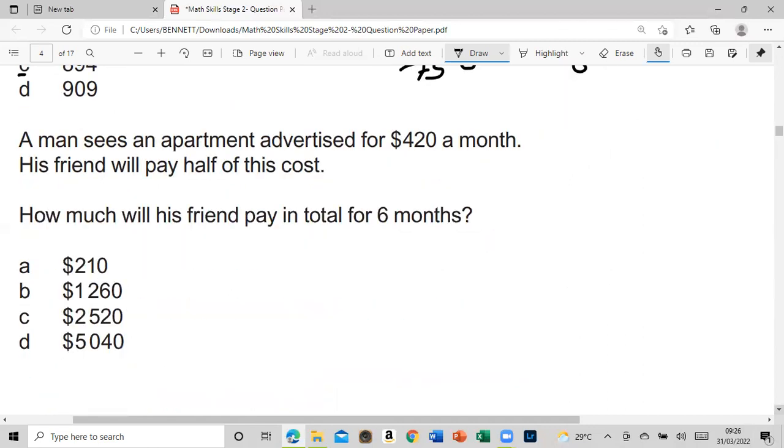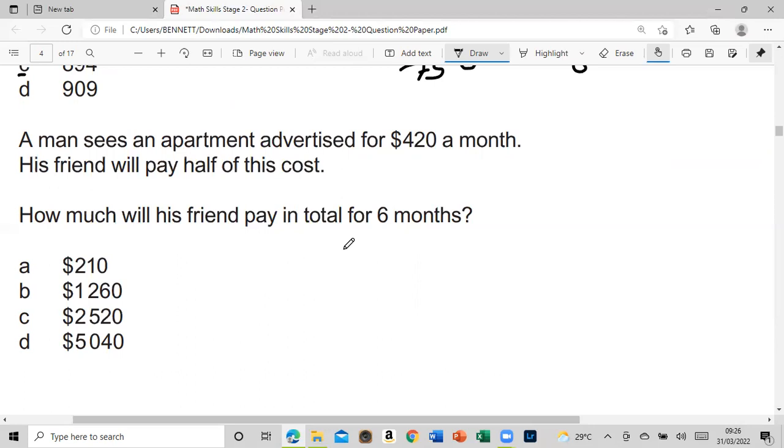A man sees an apartment advertised for 420 a month. His friend will pay half of his cost. How much will his friend pay in total for 6 months? So you can look at it: a man sees an apartment advertised for 420 a month, his friend will pay half of his cost. So basically, the two of them will pay half.